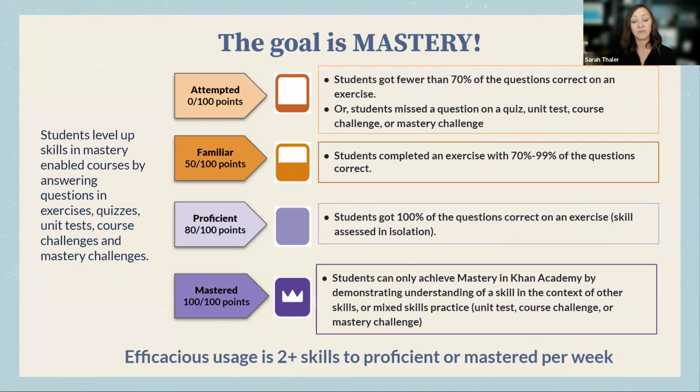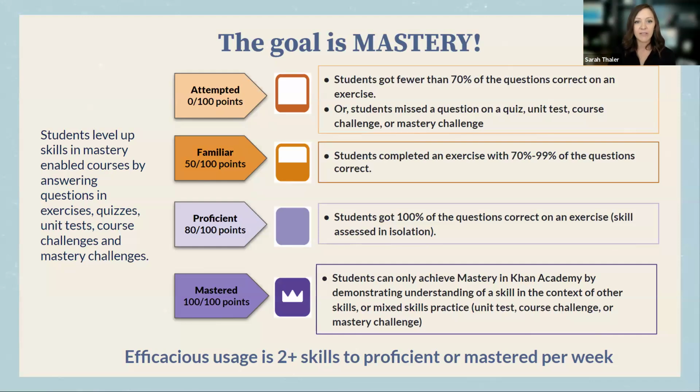And so within the Khan Academy platform, students level up skills in these mastery-enabled courses by answering questions and exercises and quizzes and unit tests, for example. And as they level up these skills, it demonstrates their additional proficiency. So they might start at attempted, where they're getting fewer than 70% of questions correct. And then they can move up to familiar. And if they get 100% of questions correct on a particular exercise, that gets them into that purple area of proficiency. And that purple is really where we want them to be.